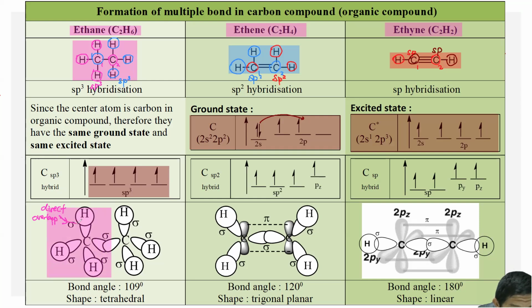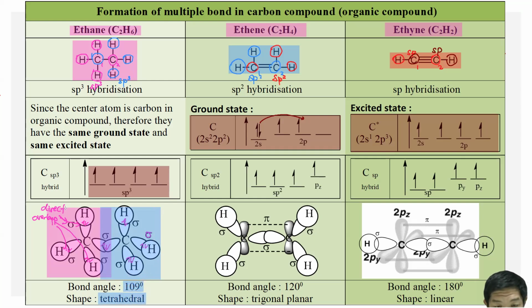You can also have this one, direct overlapping, which is later occupied by a pair of electrons. So all these are direct overlapping bonds, and we label them as sigma bonds. The same goes for C2 here. In C2, you also have 4 surrounding atoms, so all of them are sp3 hybrid. So they have a tetrahedral shape and the bond angle is 109 degrees.